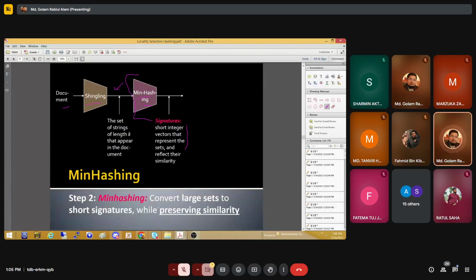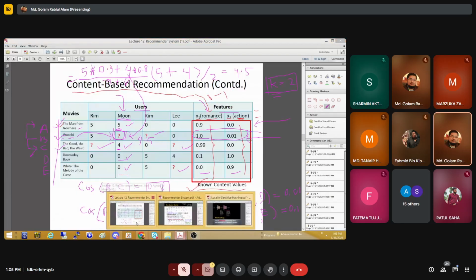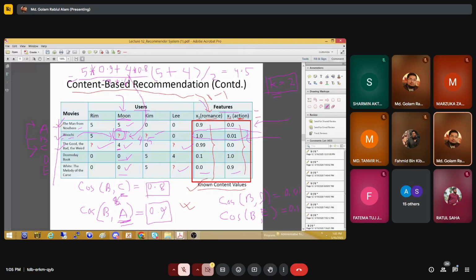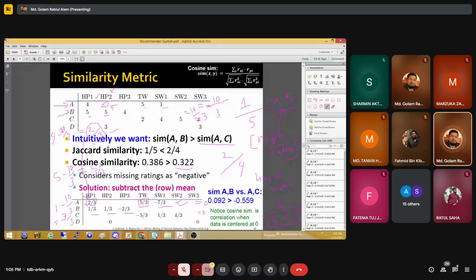If we want to find out the similarity specifically in our collaborative filtering approach, like the similarity between A and B, A and C, and A and D, actually the feature values are already there. So there is no need to think about the shingling in that case. The feature values we will already get here.